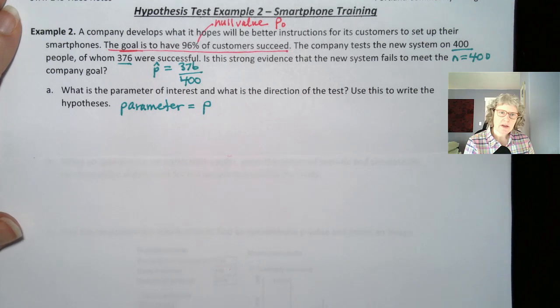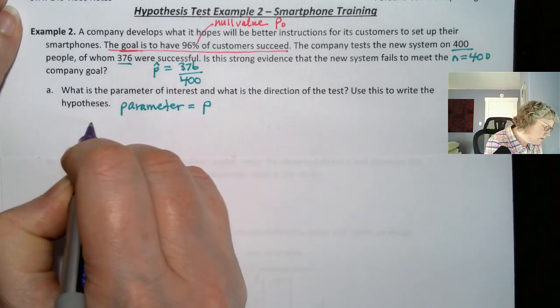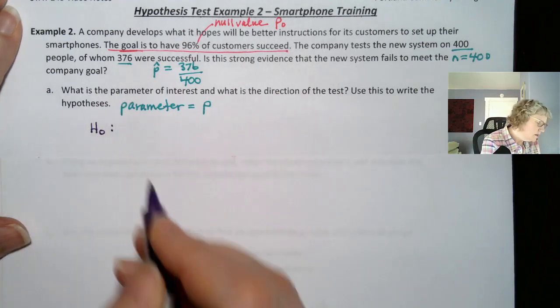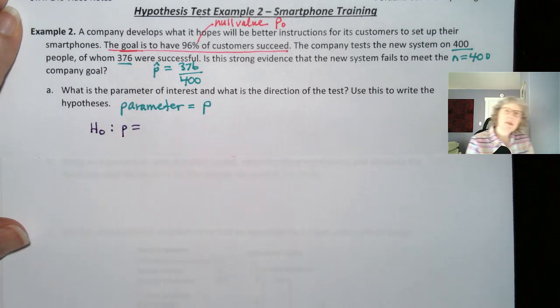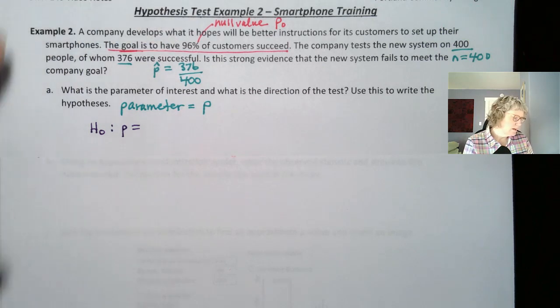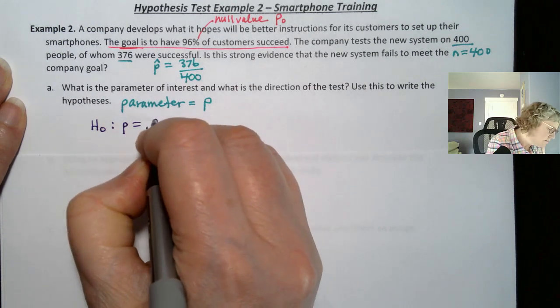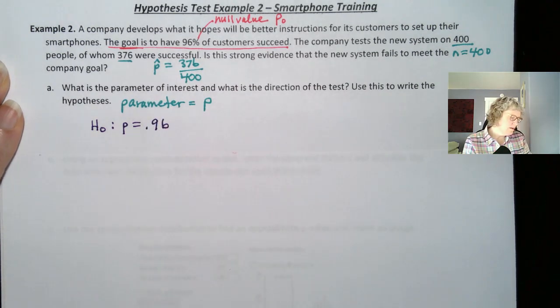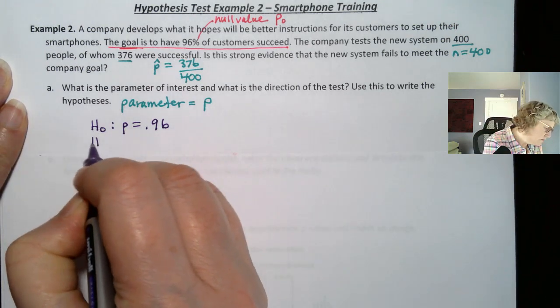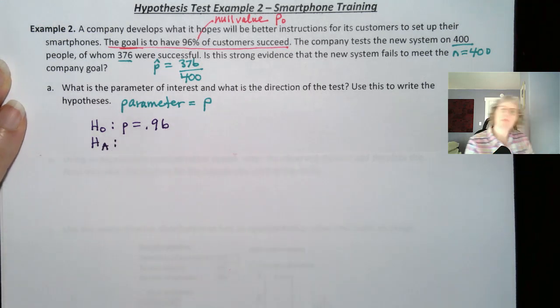Let's go ahead and write out our hypotheses. We're going to start with H naught: p equals, and then we need to put in our null value, so in that case it is 0.96. That means 96% of customers are successful. That's their goal. That's their baseline assumption, that people are going to be successful. 96% will be successful. There's always that 4%, right?